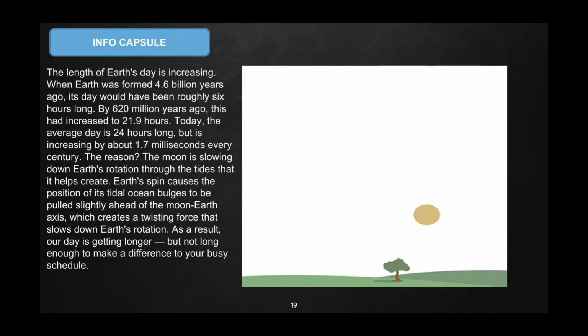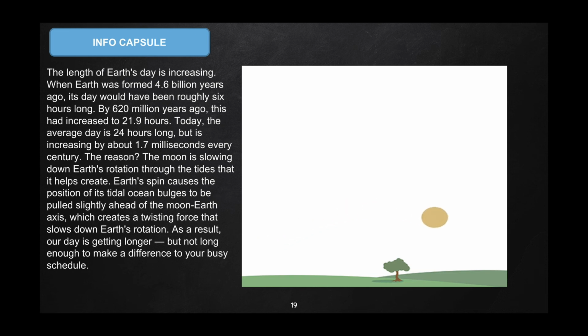Info capsule for all of you. The length of Earth's day is increasing. When Earth was formed 4.6 billion years ago, its day would have been roughly 6 hours long. By 620 million years ago, this had increased to 21.9 hours. Today, the average day is 24 hours long, but is increasing by about 1.7 milliseconds every century.